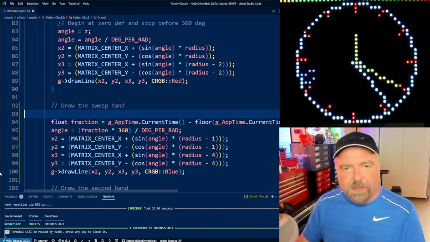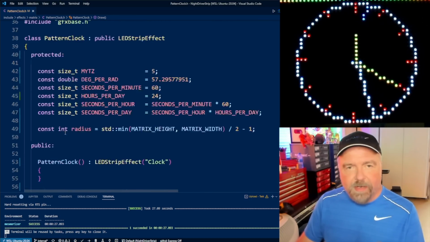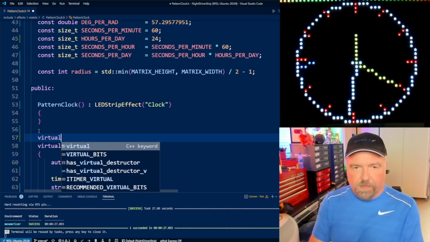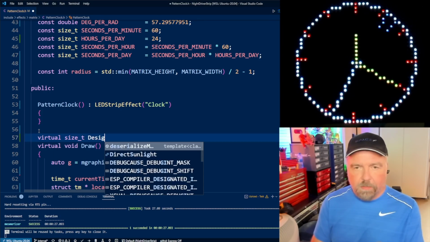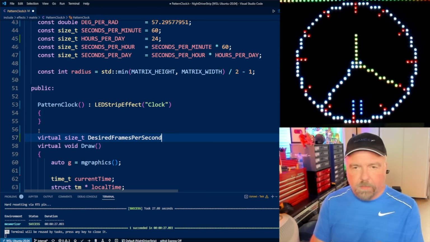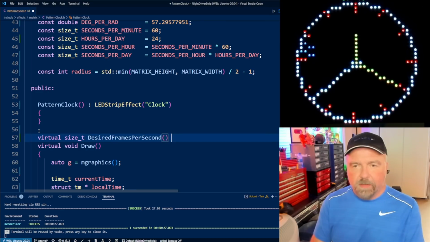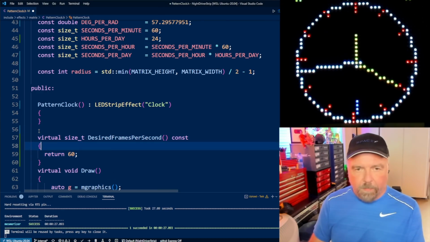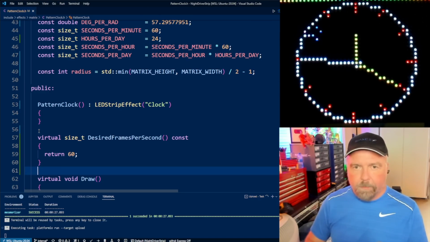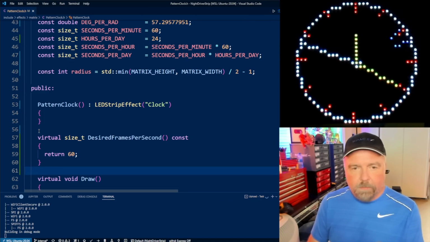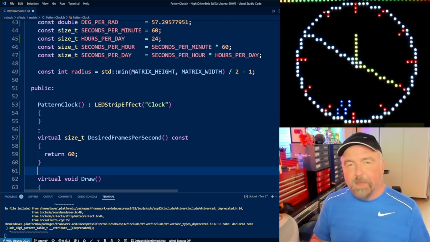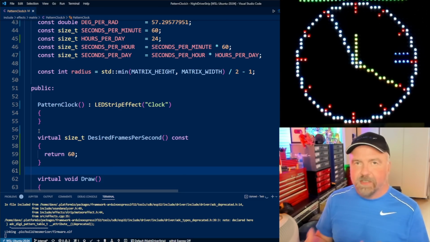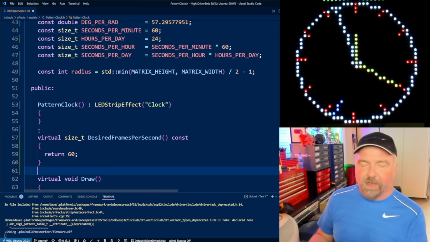I'm going to make one final adjustment here to see if I can improve the frame rate by overriding a virtual function in the base class, which is desired frames per second. That's a cost. Let's return 60. Don't worry too much about this. It's in the base class, you're allowed to define how many frames per second you actually want, so that it's not wasting a bunch of time drawing you over and over and over when it doesn't need to.